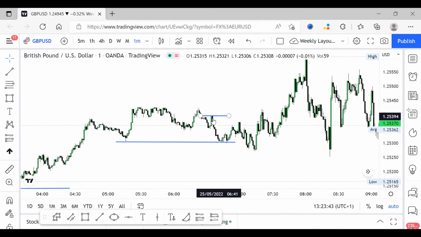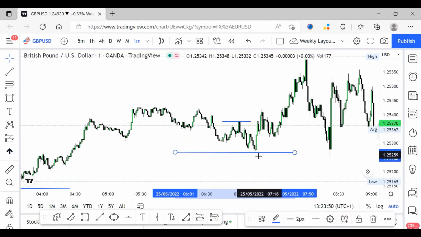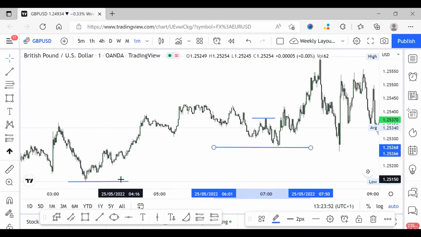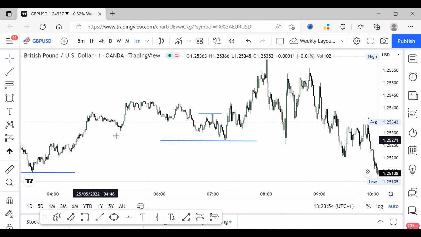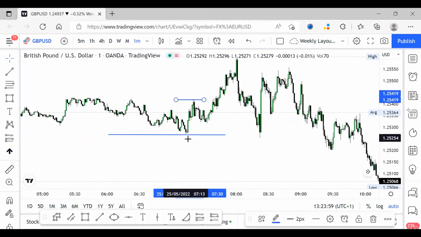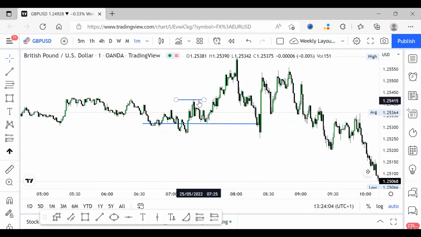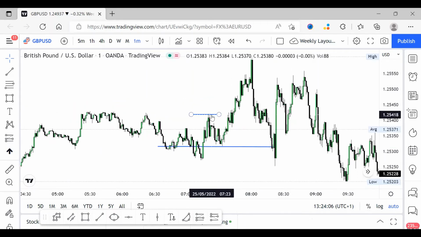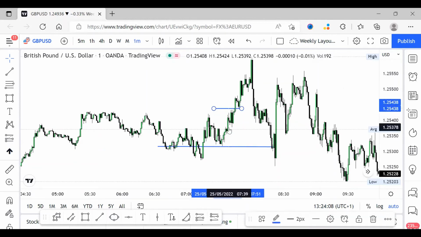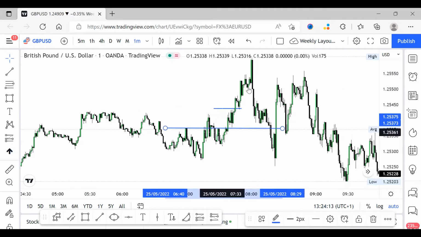It makes a lower high, and it's also made a lower low. But this low hasn't been taken out because the low itself is over here. So the bullish run is still continuing. It makes a higher high, then it makes a higher low. It makes a higher high here, and it's also making a higher low. As long as it keeps on doing that, the bullish run will continue.